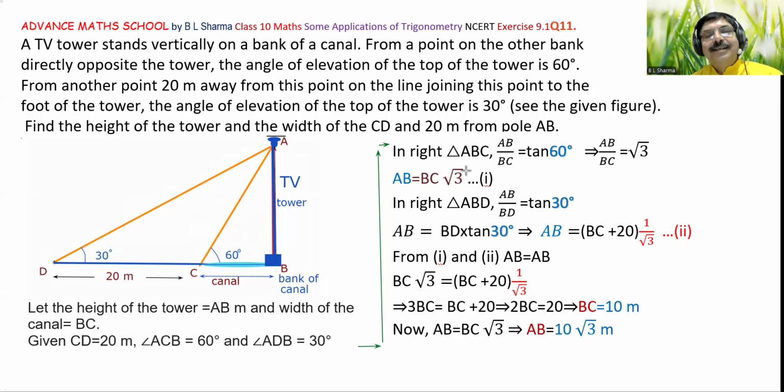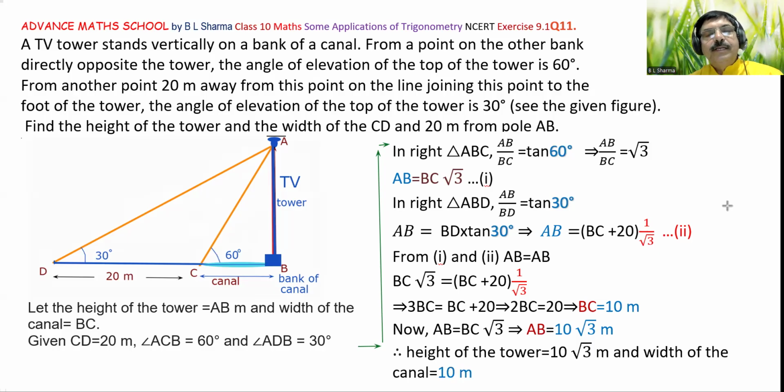That's all. So you can write answer statement, height of the tower, that is 10 root 3 meter, and width of the canal, that is 10 meters. That's all. Very important question.